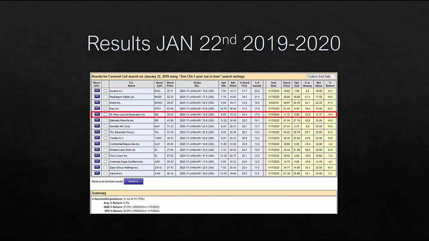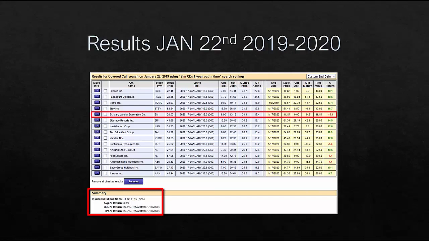Try to forget 2018 and 19, but we're not going to forget it for our analysis. January 22nd, 2019, going to the LEAPS of 2020. We see some common names. MOMO, Etsy is in there. Navistar, of course, Foot Locker, later on Kirkland Lake Gold, and more. We have a 73% success rate. 11 out of 15 positions met our criteria and were assigned for the full profit.